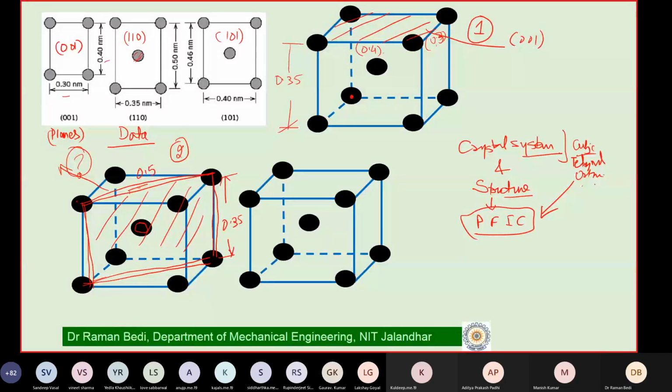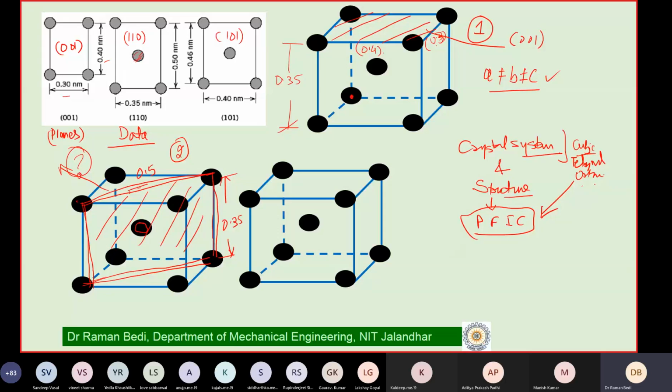Sir, it is not tetragonal either, because A is also not equal to B. So I have a condition where A is not equal to B, not equal to C. Orthorhombic can be there if the angles are 90 degrees. But it is not a cubic one, and it is not a tetragonal one.